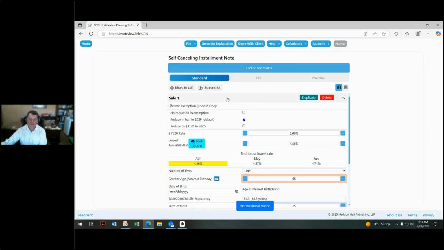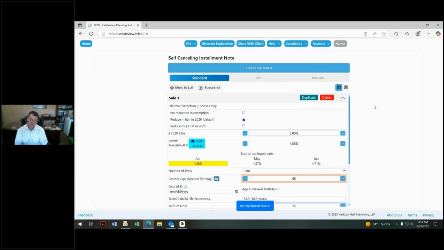So our first option, and this goes to the projections to show you how effective the estate planning technique is going to be, is what are we going to do with the lifetime exemption? As we know, there could be no reduction in the exemption. There's a possibility of the exemption being reduced in half, which is the 2026 default. And then we've also projected the possibility of it being actually reduced to $3.5 million. I think using the base reduction in half in 2026 might be a good way to start, and that's what we're going to do today.